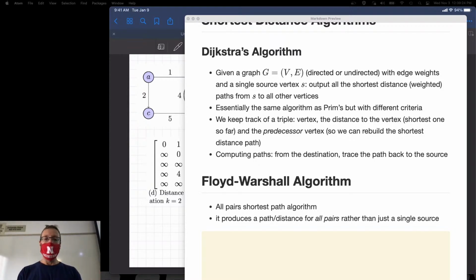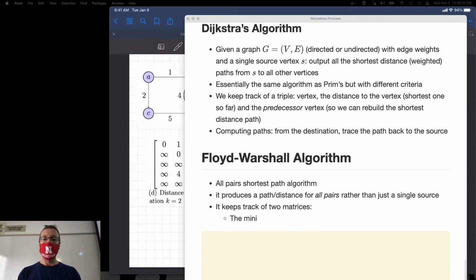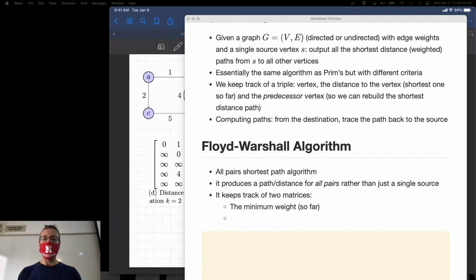All right? It does so by keeping track of two matrices. Right? So it keeps track of the minimum weight so far and a successor matrix. Right? So in this case, where in Dijkstra's the information that we kept track of, we had to build the path by going backwards. Here, we're keeping track of a successor. If I start at this vertex, which one do I go to next? Which one? So we're going to rebuild the paths by going forward instead.